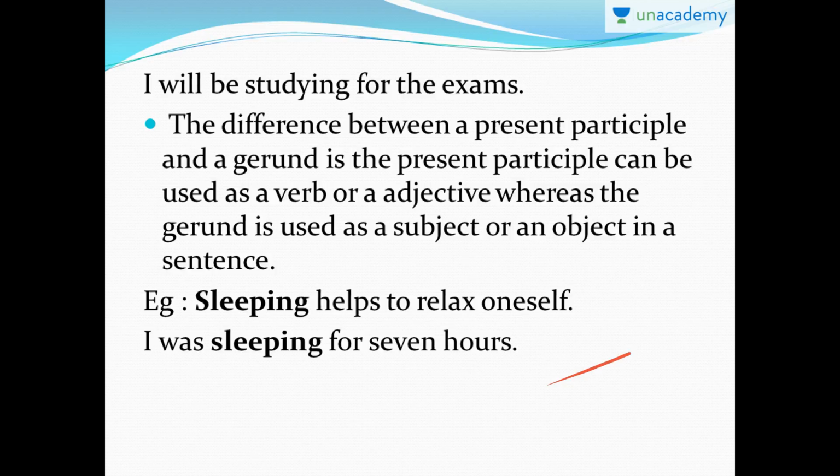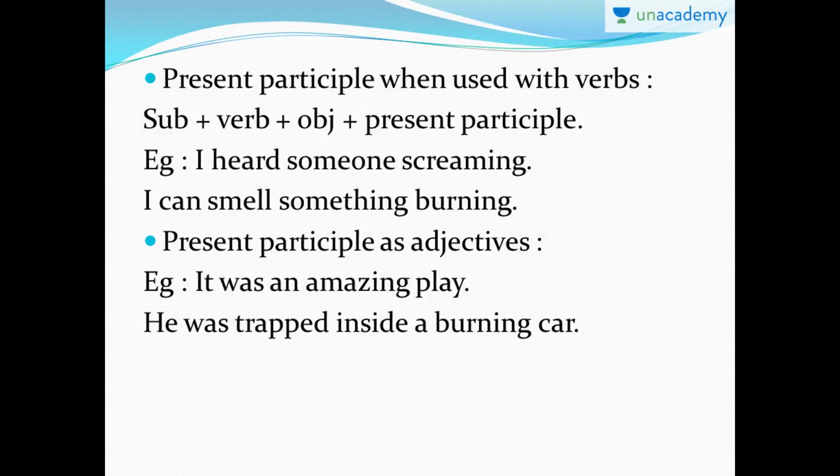Okay, now the present participle can be used as a verb or an adjective, we saw. But how do we use them with verbs or an adjective? So the sentence formation will be something like this. It is subject plus verb plus object, and at the end comes the present participle.